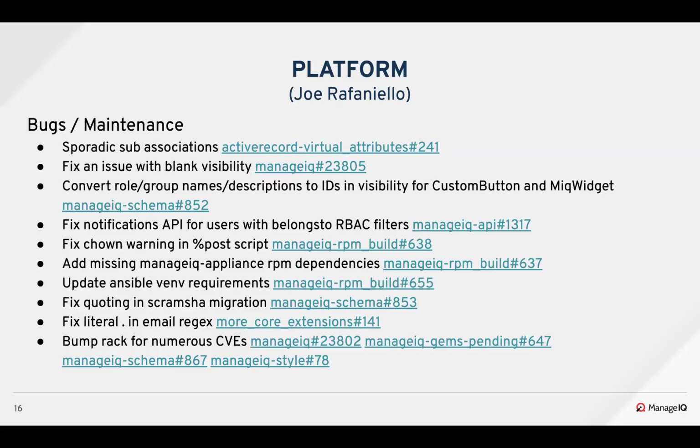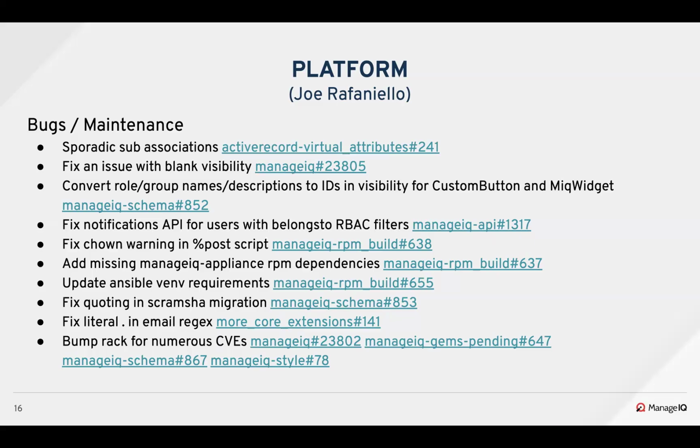For bugs and maintenance this sprint, Keenan fixed a sporadic test failure with sub-associations in virtual attributes. I fixed an issue with a blank visibility value in core. I converted the role names and group descriptions to resolve the issue that Gilbert was talking about for the UI. Jason fixed the notifications API for users with belongs-to RBAC filters in the ManageIQ API.